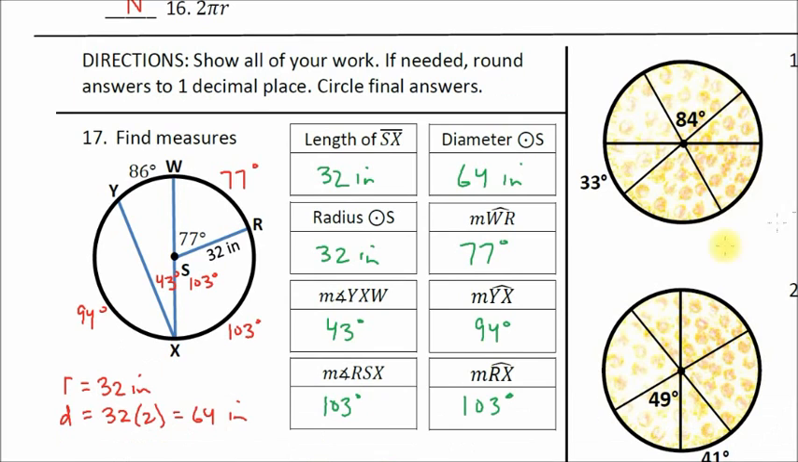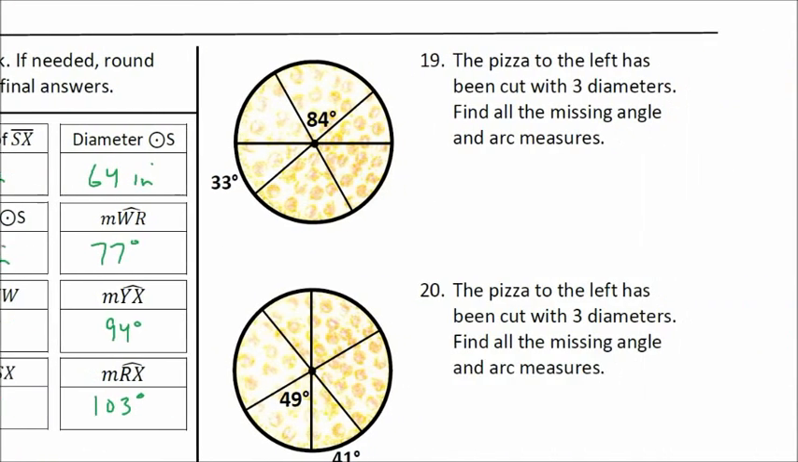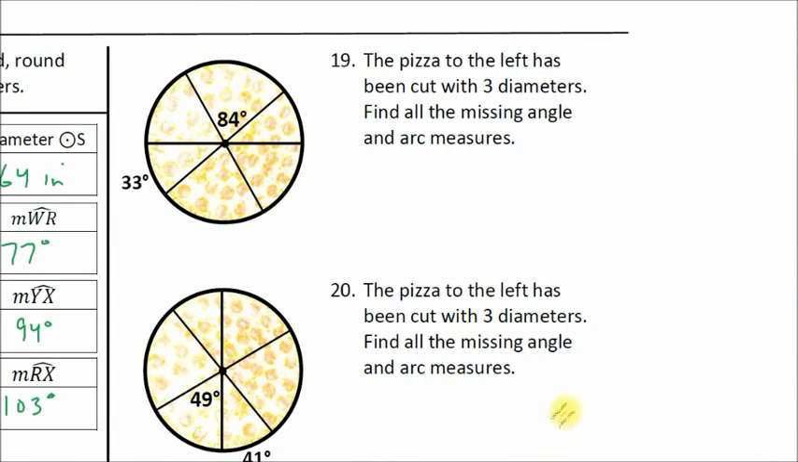Alright, let's take a look at number 19. The pizza to the left has been cut with 3 diameters. Find all the missing angles and arc measures. Alright, so we'll go through these together. We know that if this is the center of the circle and this is 33 degrees, then this angle must be 33 degrees. This is a vertical angle, and this is the intercepted arc of a central angle.